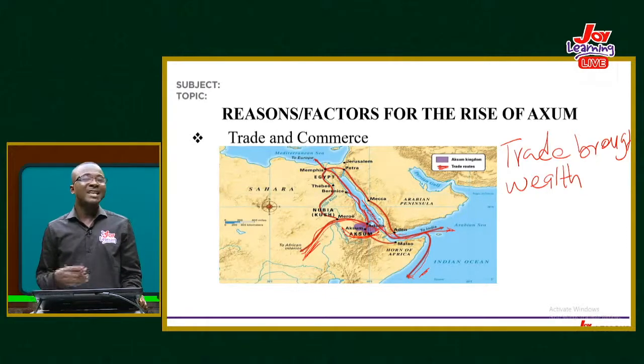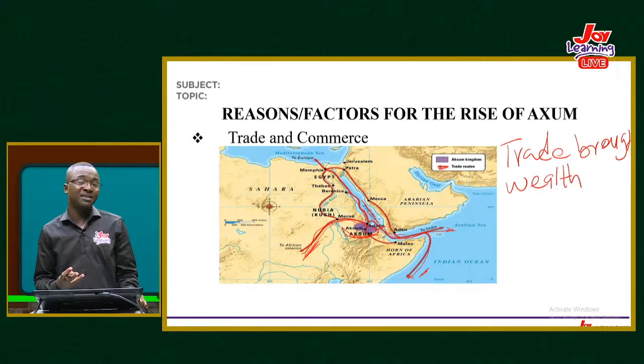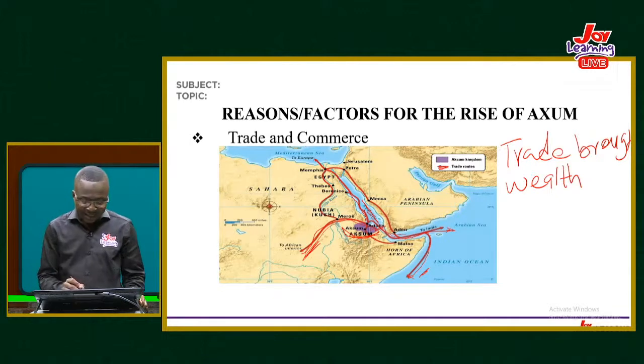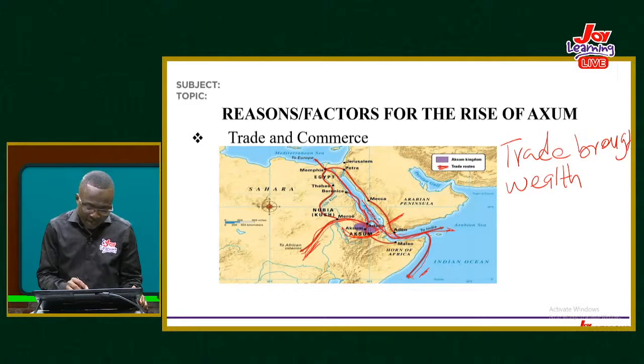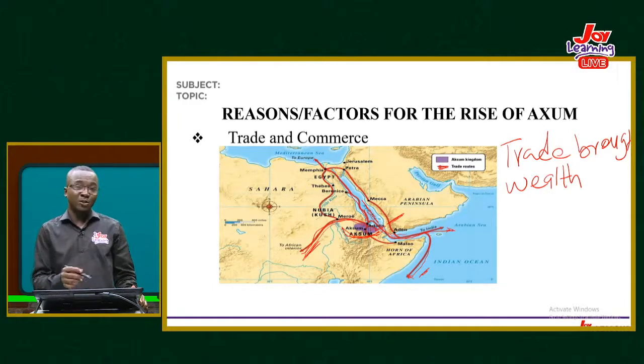The strategic position of Axum, as well as the Red Sea located to the east of Axum, gave Axum not just access to good land for agricultural activities, but also enabled it to establish trade contact with other people of the world, especially the people of Saudi Arabia. From Axum to the Arabian Peninsula, where most trade items were needed, it's only the Red Sea that is between them.